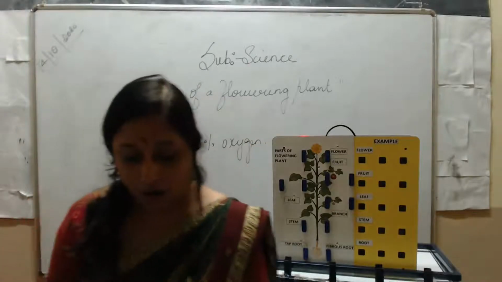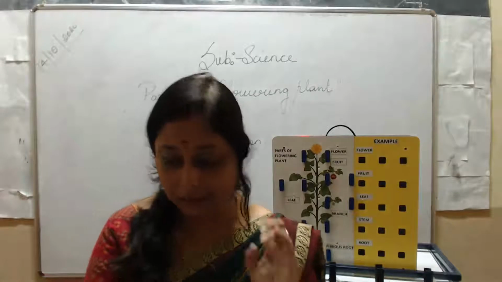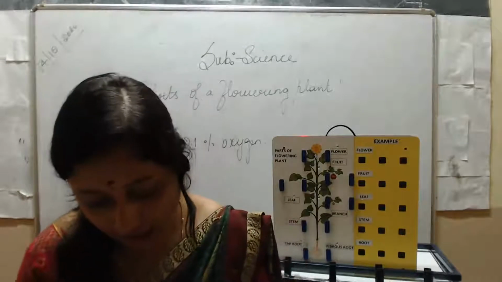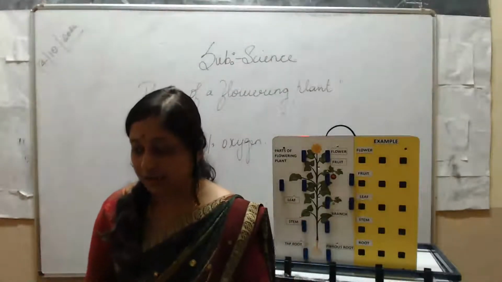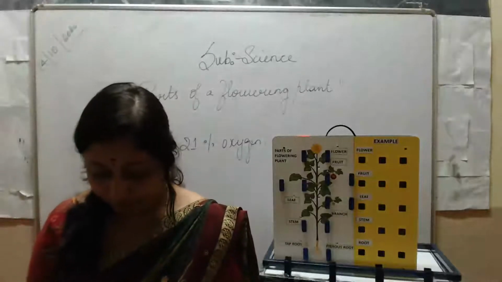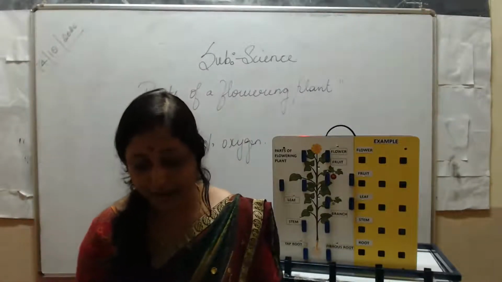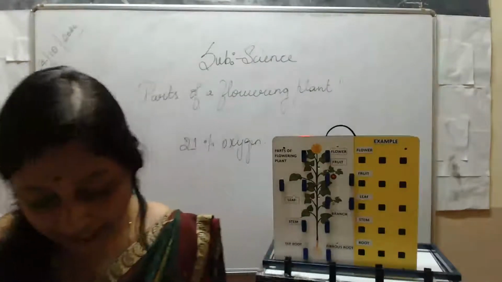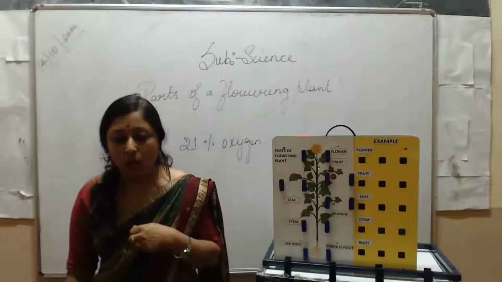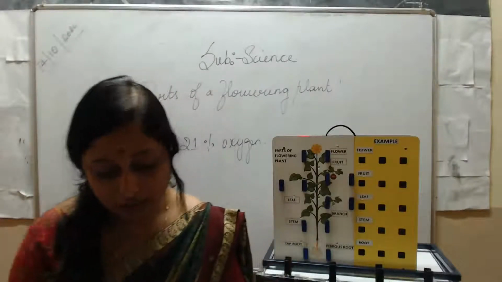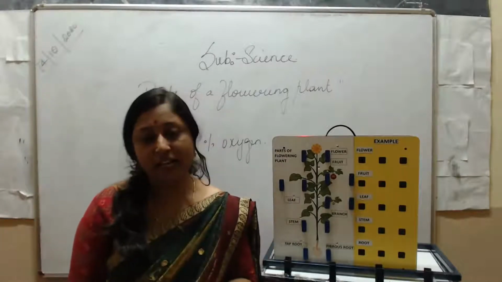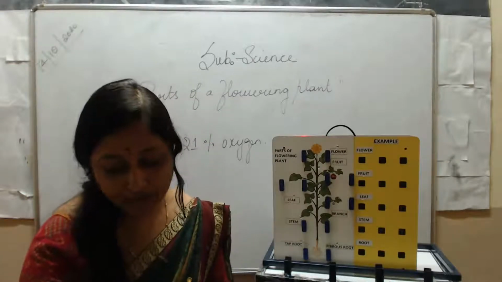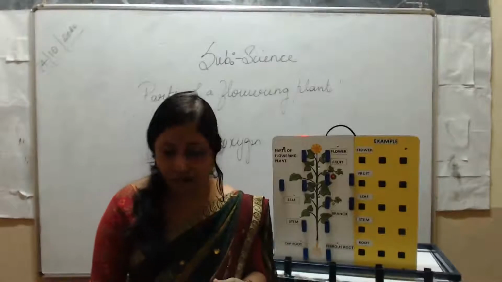Now we'll go about types of plants: herbs, shrubs, trees and climbers. Herbs are very short, soft stem plants. Shrubs are medium-sized plants which have woody stems. The plants which are very big, with branches and a woody stem or a trunk, are known as trees. Some plants have very weak stems.